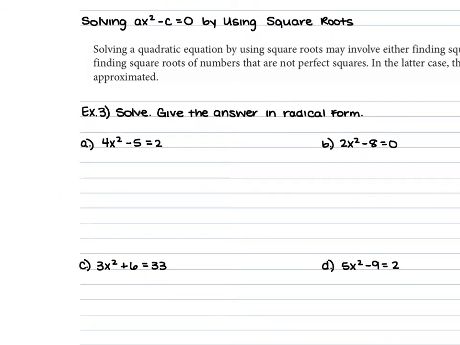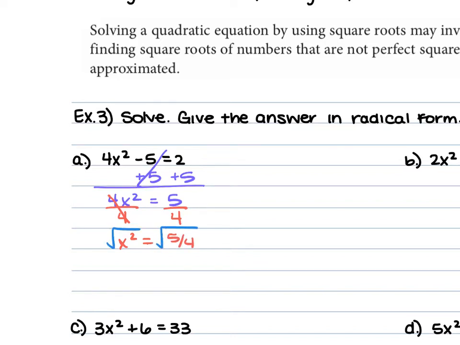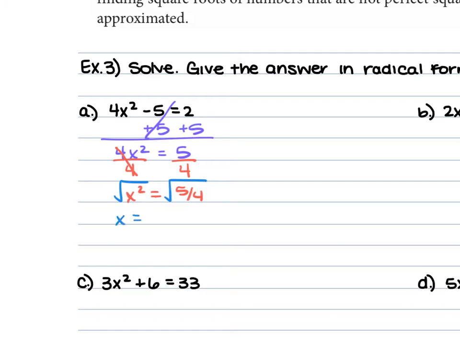For these examples in 3, we want to make sure that we get our variable by itself. So we're going to start by, for A, 4x squared minus 5 is equal to 2. We're going to start by moving the 5 over. We'd add it to both sides. Oops, I'm giving you your answer instead of the plus 5. There we go. So we have 4x squared is equal to 5. Then we divide each side by 4 to get the x squared by itself. So x squared is equal to 5 over 4. We're going to take the square root of both sides and have x is equal to plus or minus the square root of 5 over 2.